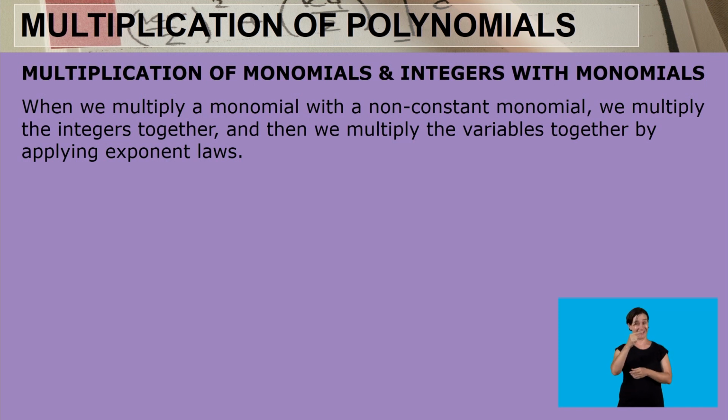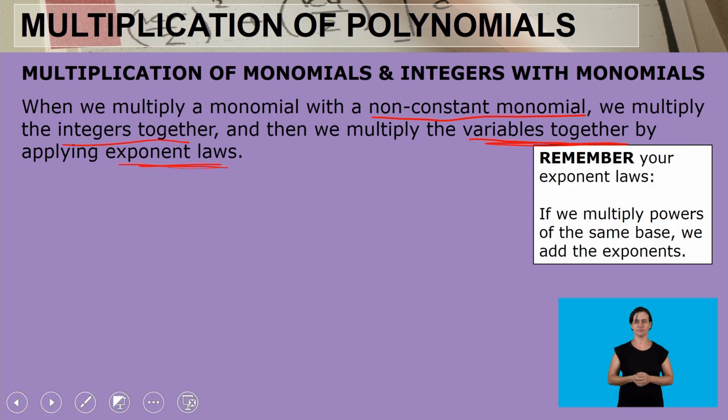But now we are going to look at a non-constant monomial. So when we multiply a monomial with a non-constant monomial, we multiply the integers together and then we multiply the variables together. And let's not forget to apply those exponent laws. Now, a non-constant monomial, remember, is just an integer that has a variable as well. So let's remind ourselves of those exponent laws again. Remember your exponent laws. If we multiply powers of the same base, we are going to add those exponents.